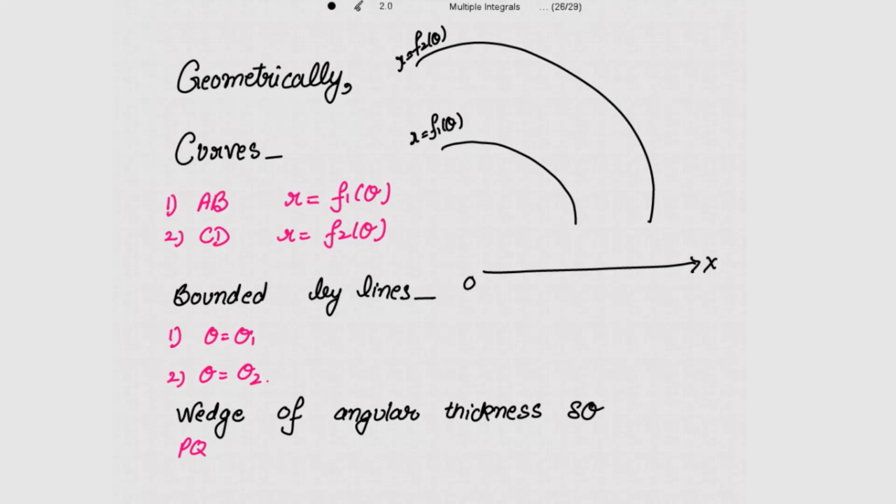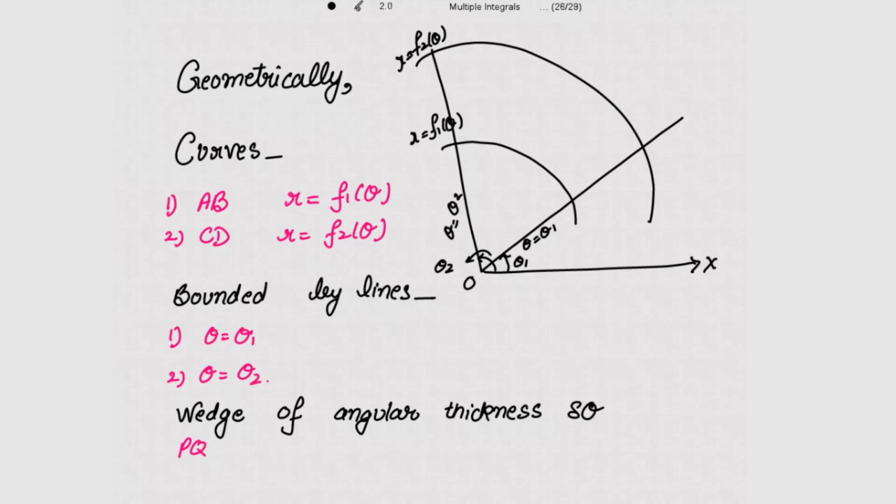So let's draw these two lines. These curves are bounded by the lines theta equal to theta 1. This is your theta equal to theta 1, and the other one is theta equal to theta 2, marking this angle as theta 1 and marking this angle as theta 2, right?